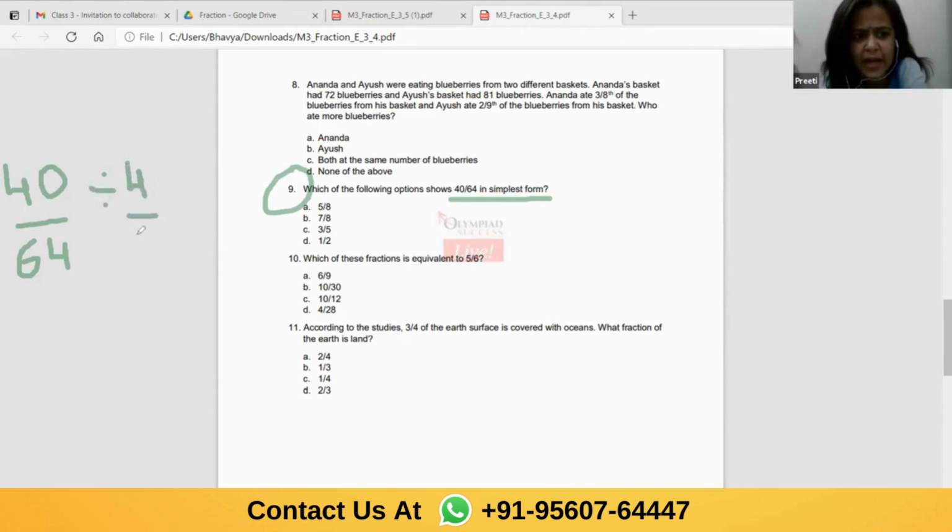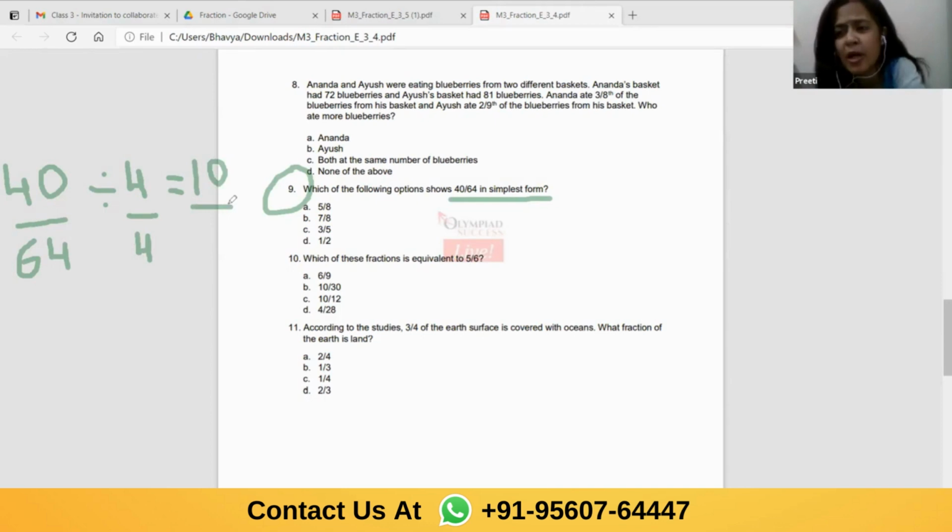Yes, correct. Daksh is right. But how will you do 64 by 4? You will have to do and check. So what is 40 divided by 4? 10. And what is 64 divided by 4? Daksh is doing.